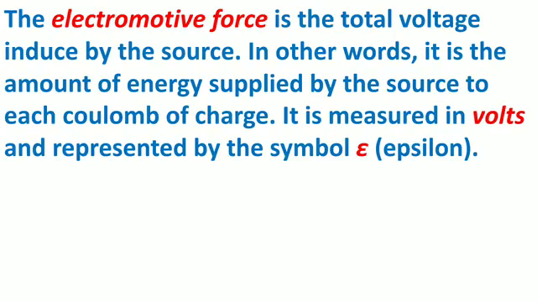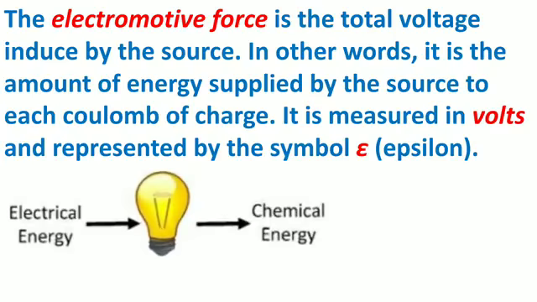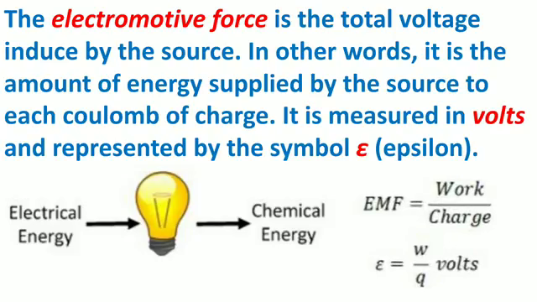In other words, it is the amount of energy supplied by the source to each 1 coulomb of charge, and it is measured in volts and represented by the symbol epsilon, or sometimes it is represented by capital E also. So actually this is not a force but a kind of energy. And which kind of energy? It is the amount of energy supplied by the source or by the EMF device. So this is regarding electromotive force, and as it is measured in volts, as you can see here, we have the formula, that is EMF is equal to work done per unit charge.